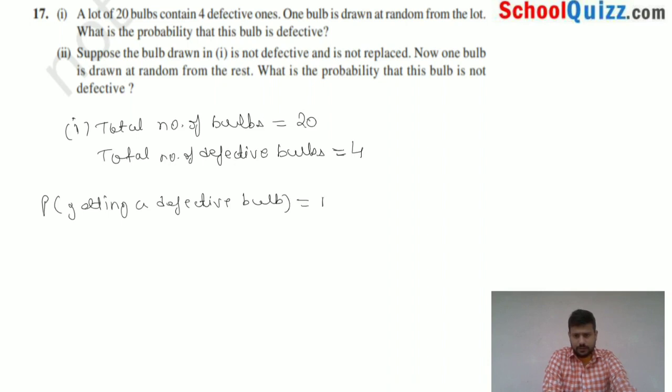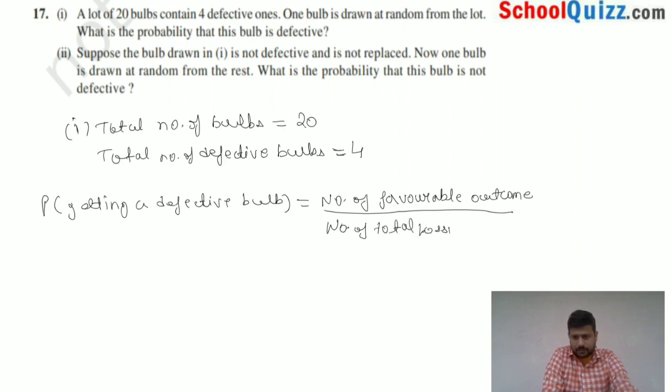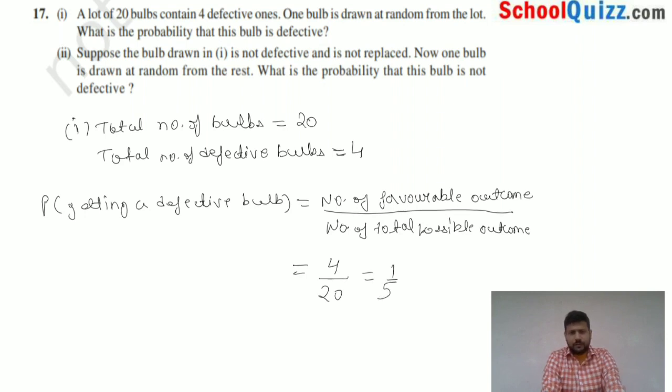defective bulb is equal to number of favorable outcomes upon number of total possible outcomes. The number of favorable outcomes here is 4 for the defective ones, and total possible outcomes we have as 20, which can also be written as 1 by 5. So 1 by 5 is the probability of getting a defective bulb.